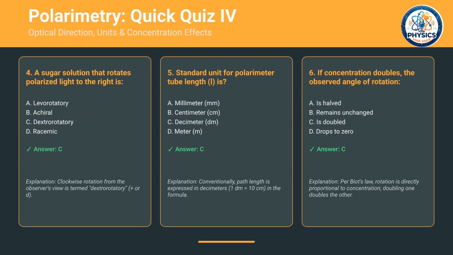This quiz section covers optical direction, units, and concentration effects. A solution rotating light to the right is dextrorotatory. The standard unit for polarimeter tube length is the decimeter, or dm. According to Biot's law, doubling the concentration doubles the observed rotation angle.